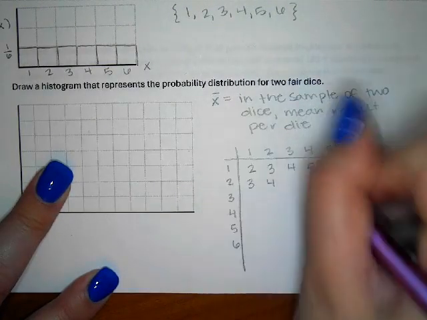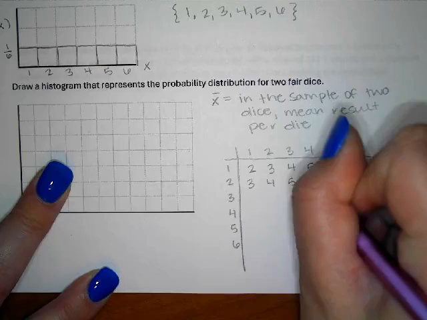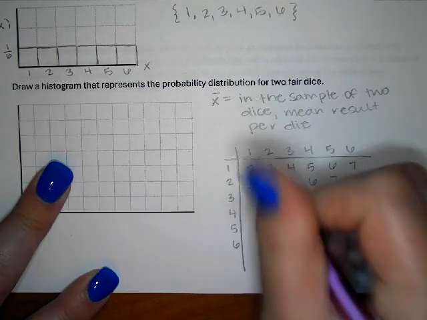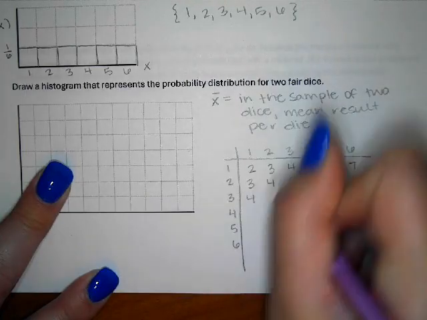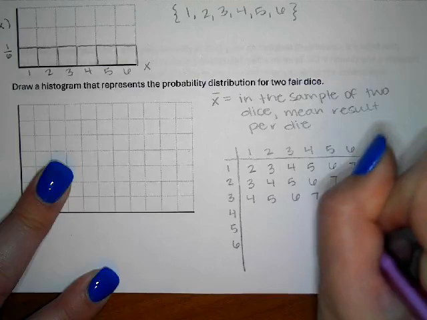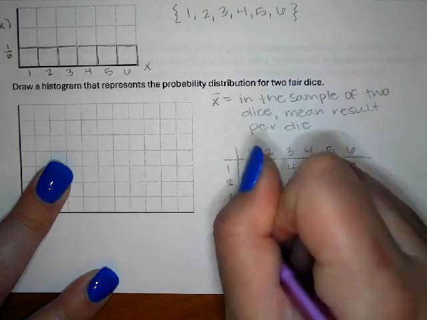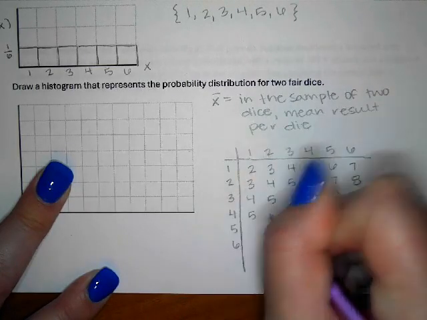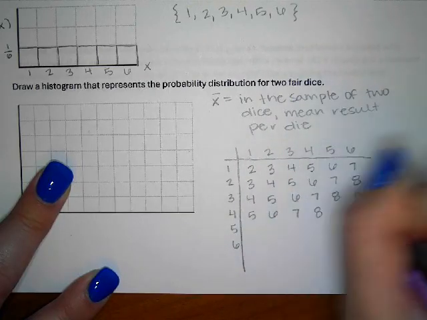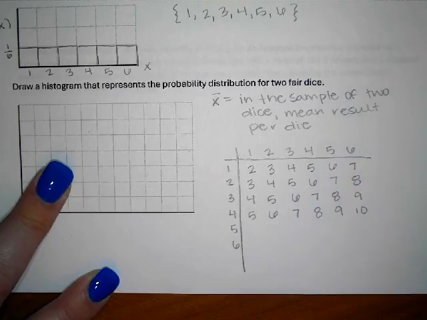A 2 and a 3 means I got 5, 6, 7, 8. A 3 and a 1 means I got 4. A 3 and a 2 means I got 5, 6, 7, 8, 9. If I roll a 4 and a 1, I got 5. A 4 and a 2, I got 6, 7, 8, 9, 10.